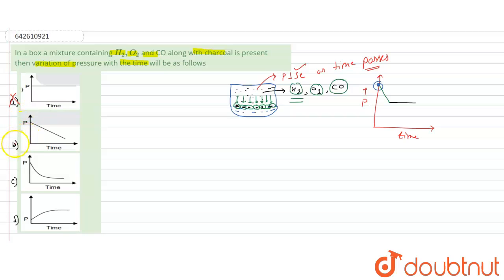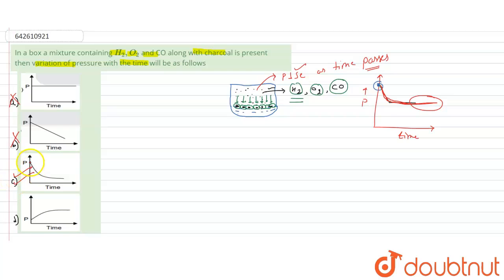Option B is saying that pressure decreases linearly. This cannot be a linear decrease. The graph is like this, and after a particular point it becomes constant due to the filling of the vacant sites. It is not linear, so this cannot be our answer. So yes, option C seems to be correct.